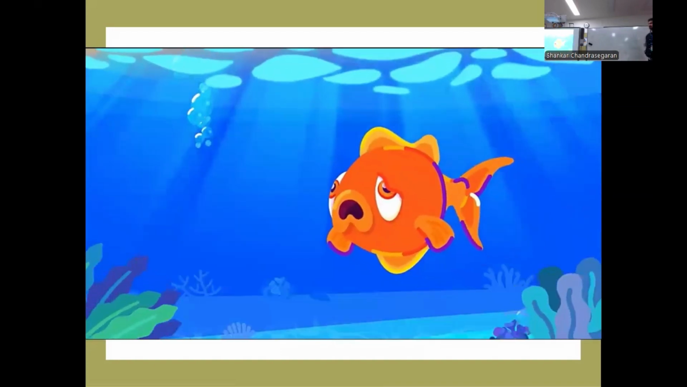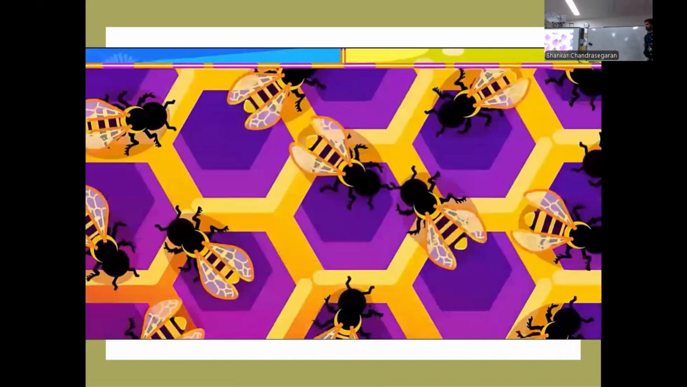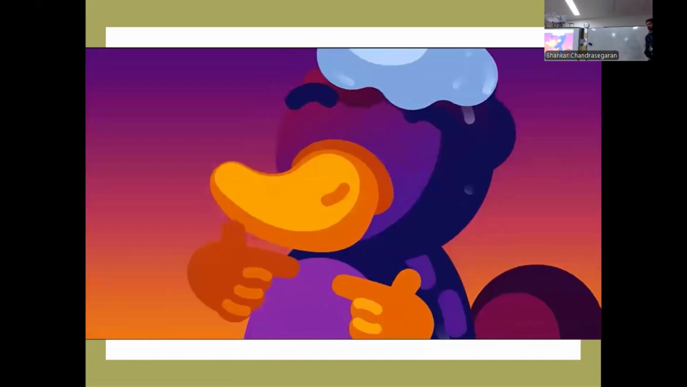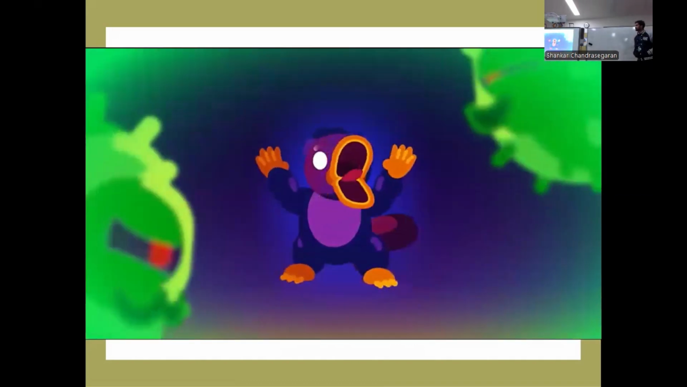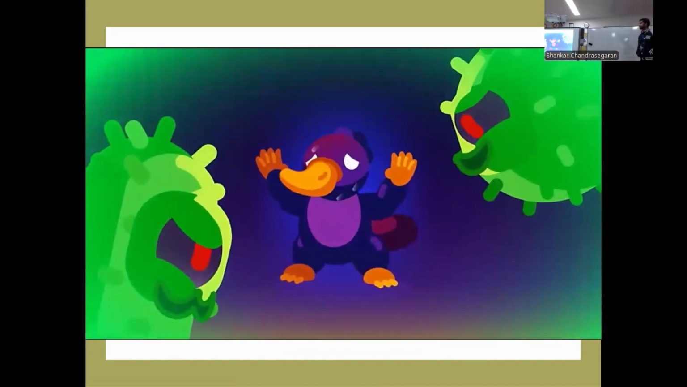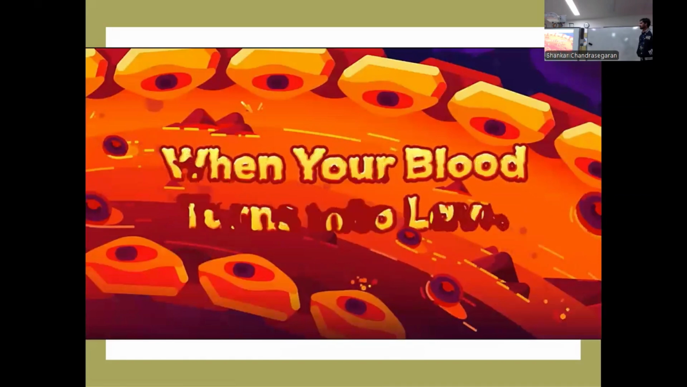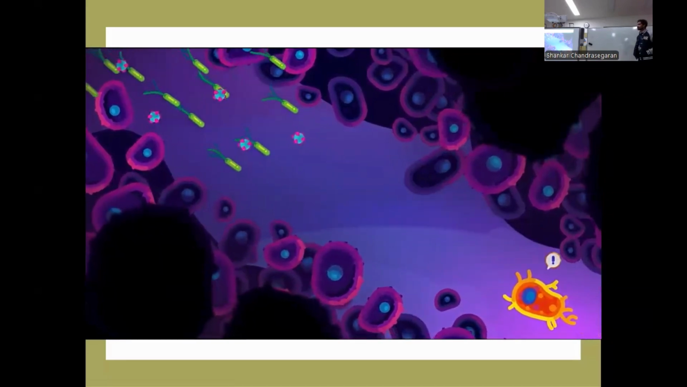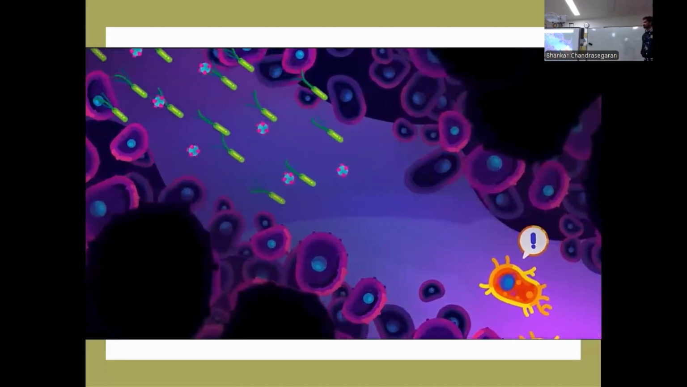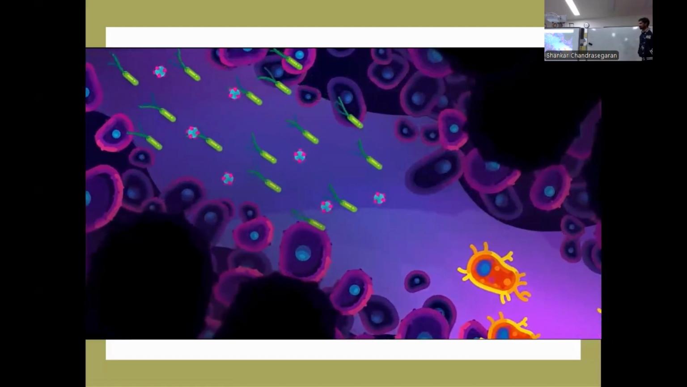Most animals increase their core temperature when they're sick. Fish swim into warmer waters, lizards bathe in the sun, bees heat up the air inside their hive. But you, warm-blooded mammal, you have way more drastic options. Let's make you sick and see what happens. When your blood turns into lava, you're invaded by bacteria and viruses at the same time. The invasion is powerful, and you need to slow it down as fast as possible.